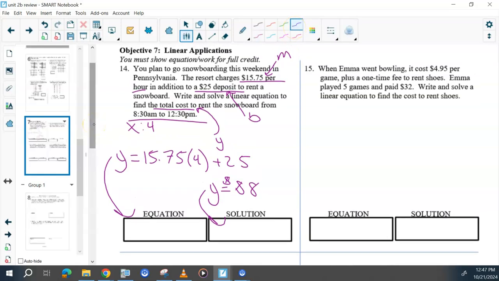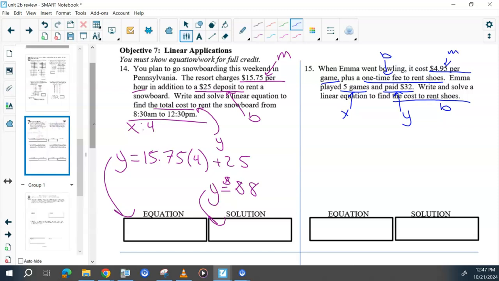In 15, when Emma went bowling, it cost $4.95 per game, plus a one-time fee to rent shoes. Emma played 5 games and paid $32. Write and solve the linear equation to find the cost to rent shoes. So in this example, we have our M. We have something that would be X, something that would be Y, because the total paid was $32. What we don't have is that fee, the one-time fee. So that's what we're going to end up solving for.